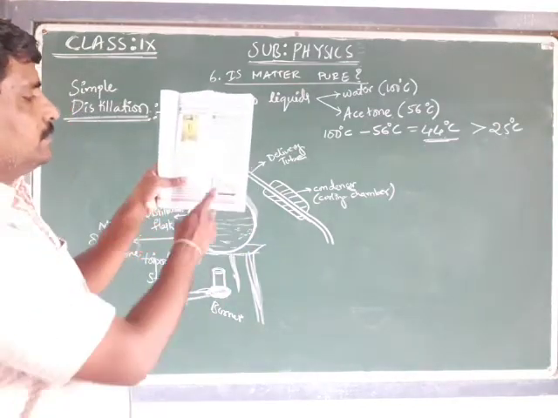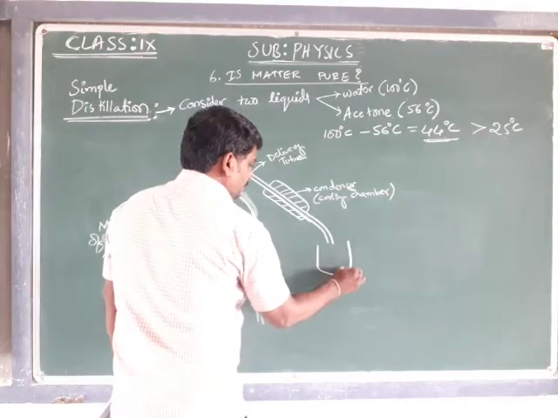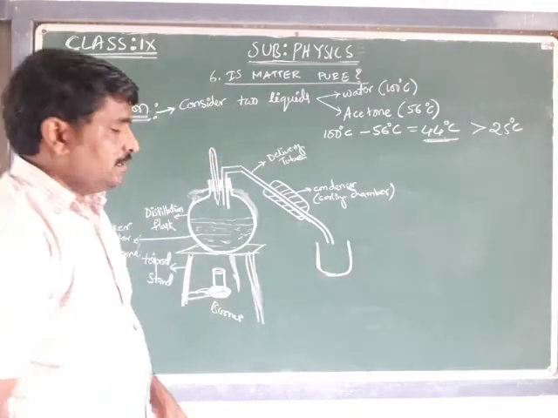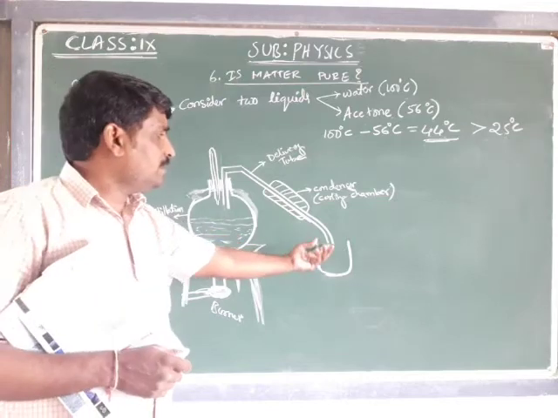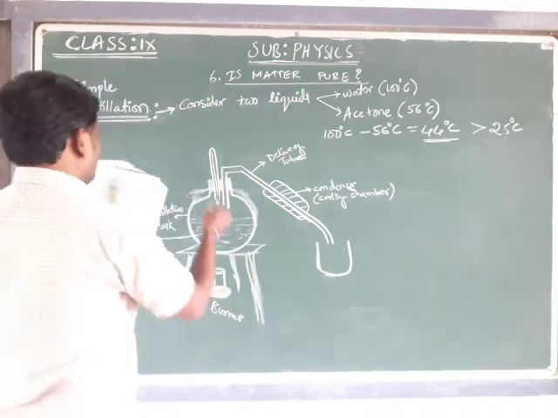Okay, we have clamped this, and we have a collecting beaker. In order to collect the distillates, we have to keep an empty beaker at the outlet of the delivery tube. This is a thermometer.